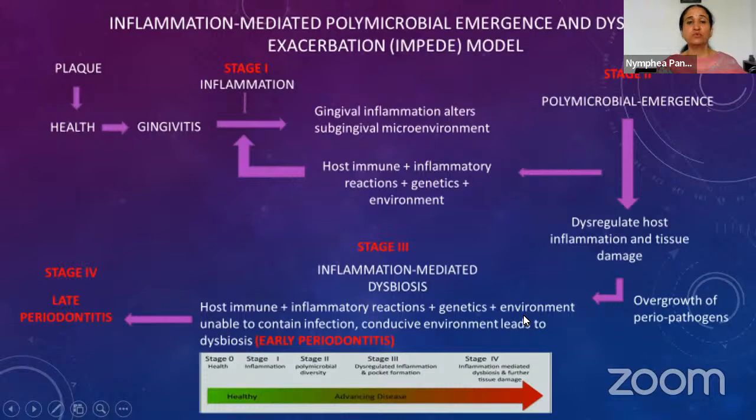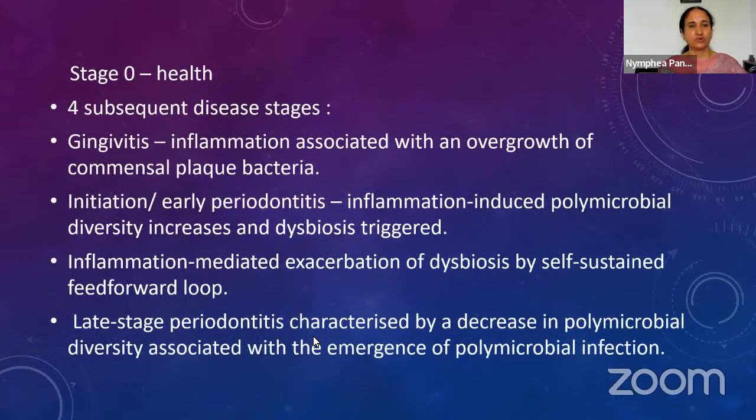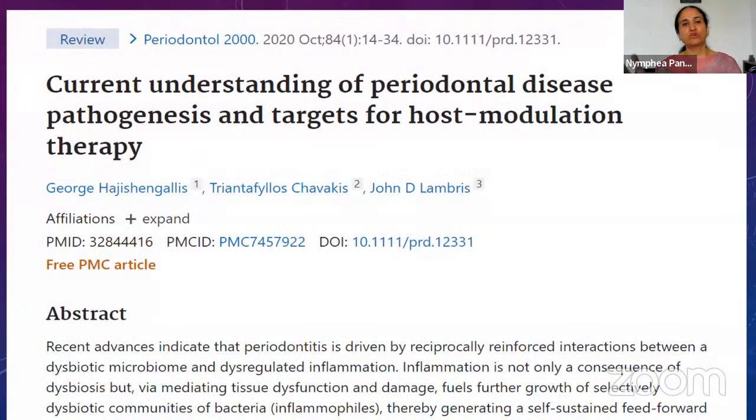of the new classification. So in late periodontitis, now all the factors are involved. The host-immune response is dysregulated, inflammatory reactions are there, there is genetic and environmental involvement, and the host is unable to contain the infection, and it leads to dysbiosis. So now we are explaining it in the light of the new classification. The initiation is inflammation, and the late stage is stage 4. But why do we want to do this?